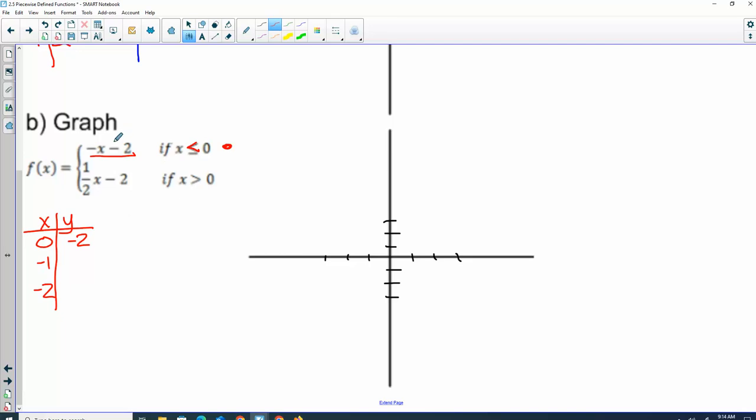Opposite of negative 1 is positive 1, minus 2. Opposite of negative 2 is positive 2, minus 2. So 0, negative 2 was closed. Negative 1, negative 1. Negative 2, 0. Again, this started when x was 0. We're extending it for x is less than 0. So this is my starting point. It keeps going this way only.